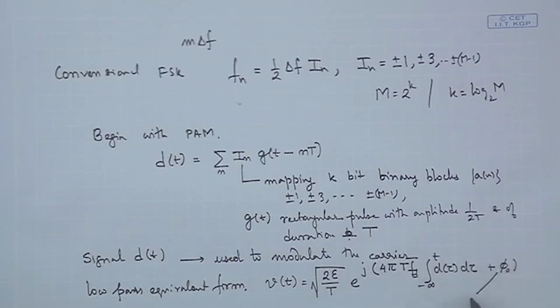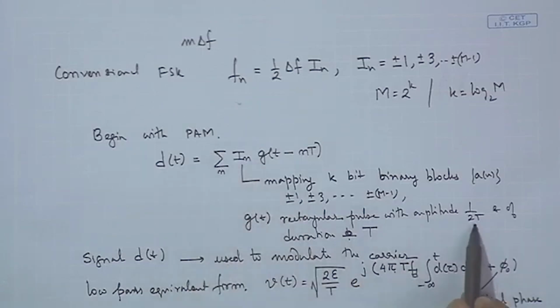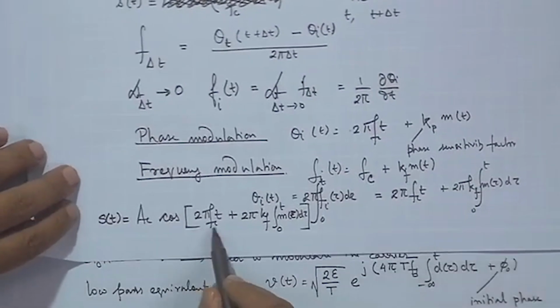So, let this be some initial phase, not much of a thing to worry about. You might be concerned about why we are using this 4 pi and this T. So, f_d is similar to k_f that we have studied, and here you have g. We have said that g(t) is 1 upon 2T and it is rectangular. So, if it is 1 upon 2T, T goes out. So, you have 2 pi f_d dt, and that is similar to the expression that we have just worked out over here, 2 pi f_c t.